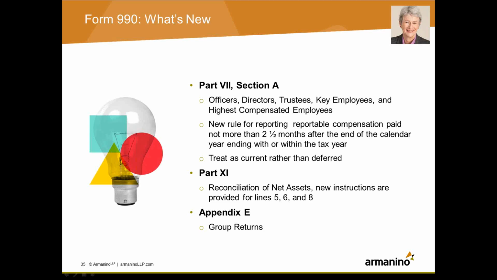The first item there addresses the treatment of reportable compensation paid within 2.5 months of the relevant calendar year. So this is mostly seen in a for-profit context, and it has to do with when the entity takes the deduction. But for some reason now they've added it to the exempt world. So for purposes of Part 7, and that's where you list your officers, directors, trustees, key employees, and the 5 highly compensated persons, for purposes of Part 7, amounts paid within 2.5 months after the year end should not be treated as deferred.